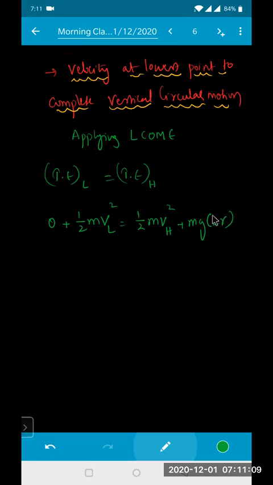This m gets cancelled, isn't it? In order to remove this half, I can multiply here with 2. So this will become velocity VL square is equal to VH square plus 2 into 2, this will become 4 into G into R.